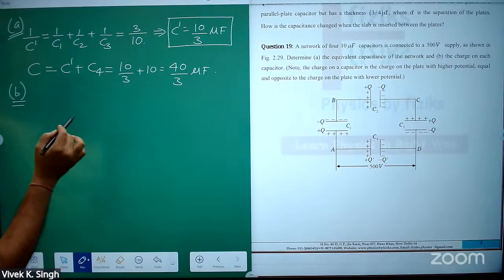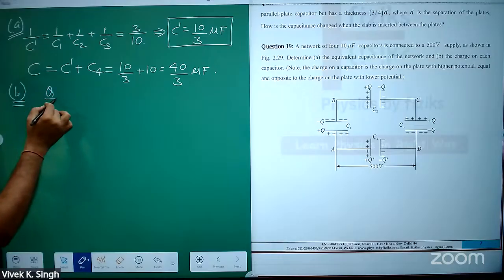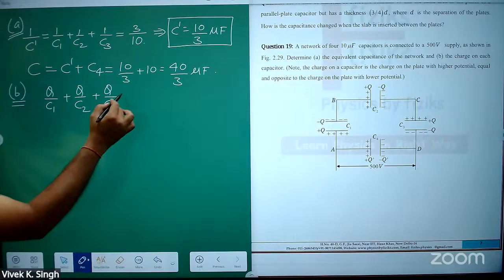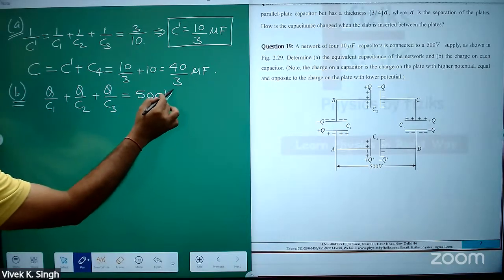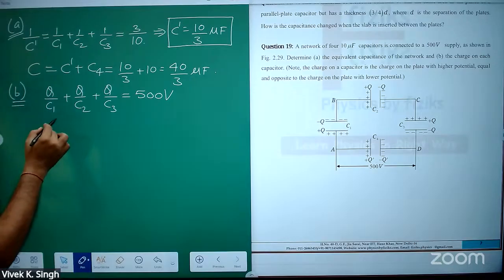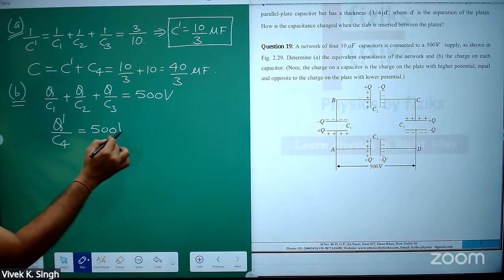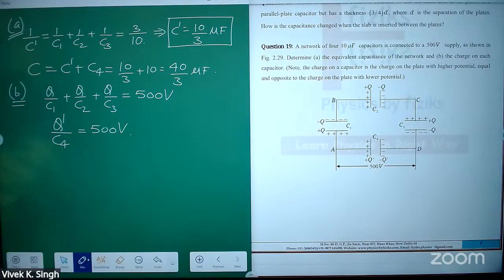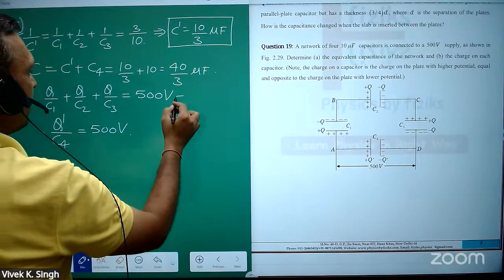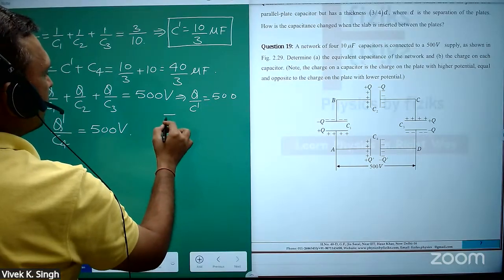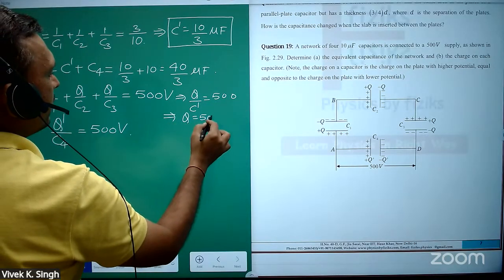So in B part, what is the potential difference across? First, this is Q by C1. This is the potential difference, plus Q by C2 plus Q by C3, and this will be 500 volt. And Q dash by C4 is also 500 volt. So what will be the charge Q? From here you will get Q by C dash is 500, or Q is equal to 500 into C dash.